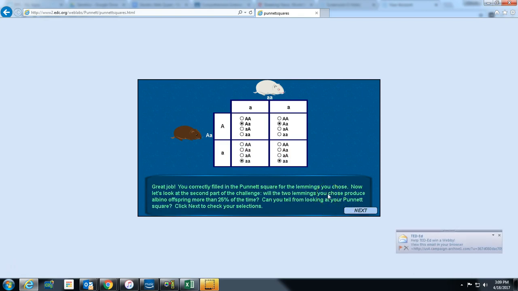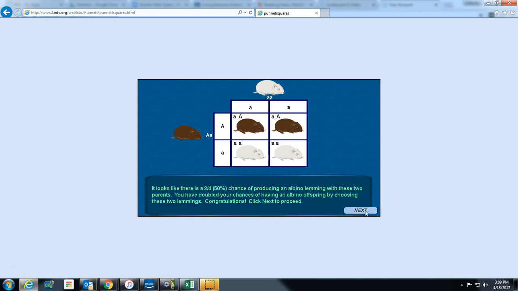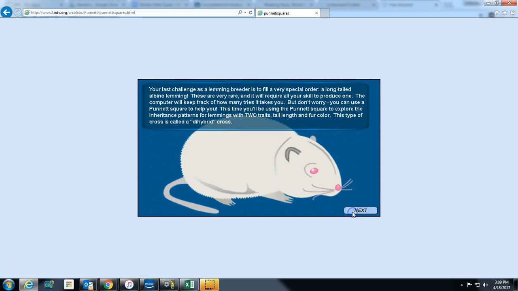So we did it correctly. We're going to see that we can get our albinos more than 25% of the time. So we have a 50% chance of getting brown lemmings and 50% chance of getting albino lemmings.